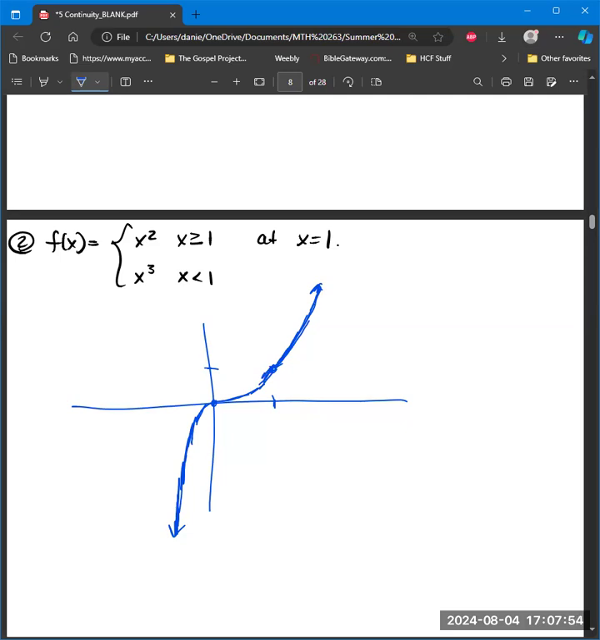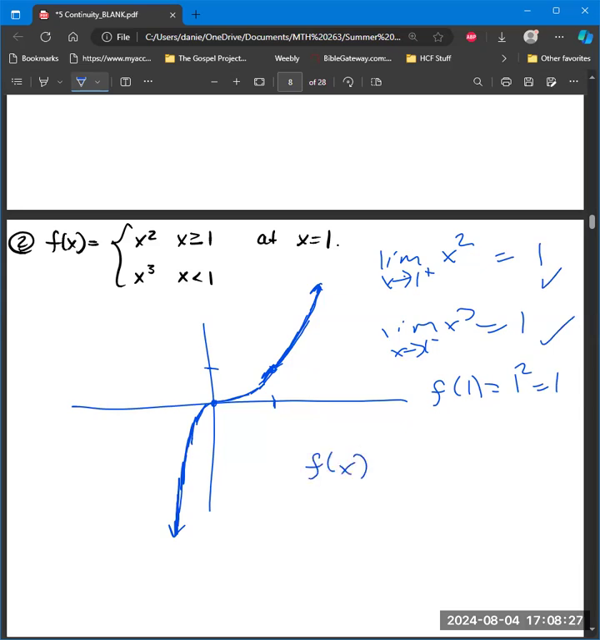And the function value does exist. So the limit of x squared as x approaches 1 from the right is equal to 1. The limit of x cubed as x approaches 1 from the left is also equal to 1. f of 1 is equal to 1 squared, which is equal to 1. All these things match each other. So f of x is continuous at x equals 1.